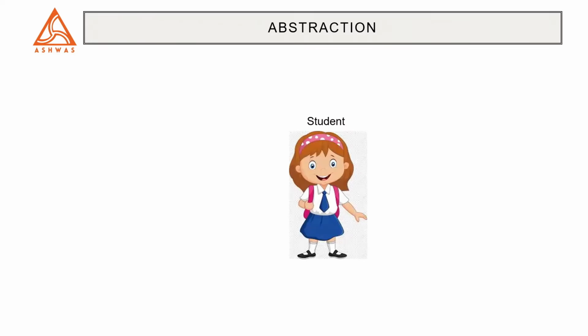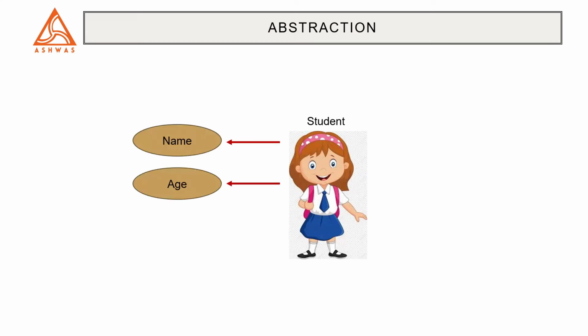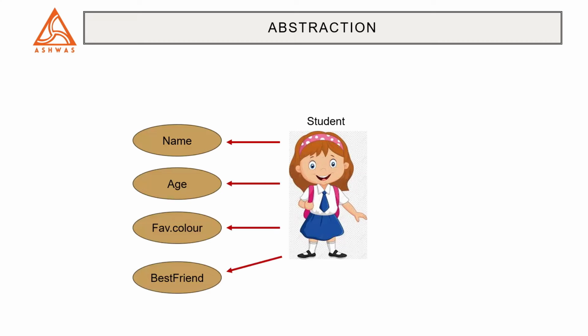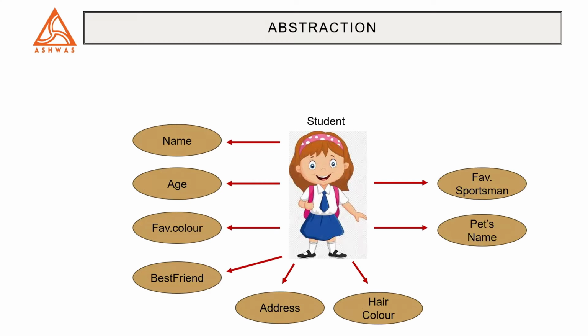Now let us try to understand the core features of OOP. To begin with, let us talk about abstraction. Consider a student. This student has many attributes such as name, age, favorite color, best friend, address, hair color, pet's name, favorite sportsman, contact number, to list a few.